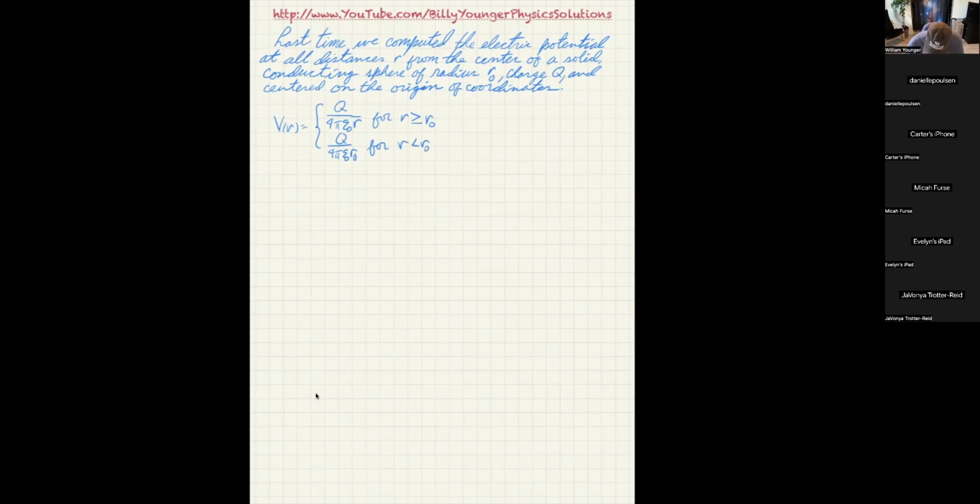As an actual plot as a function of r, what this looks like is right here. Let's say this is r0, and the potential was a constant, q over 4 pi epsilon naught r0, all the way along here. So the graph looked like that. And then at r0, it fell off like 1 over r. Not 1 over r squared, but 1 over r, like that. So that was the solid conducting sphere.